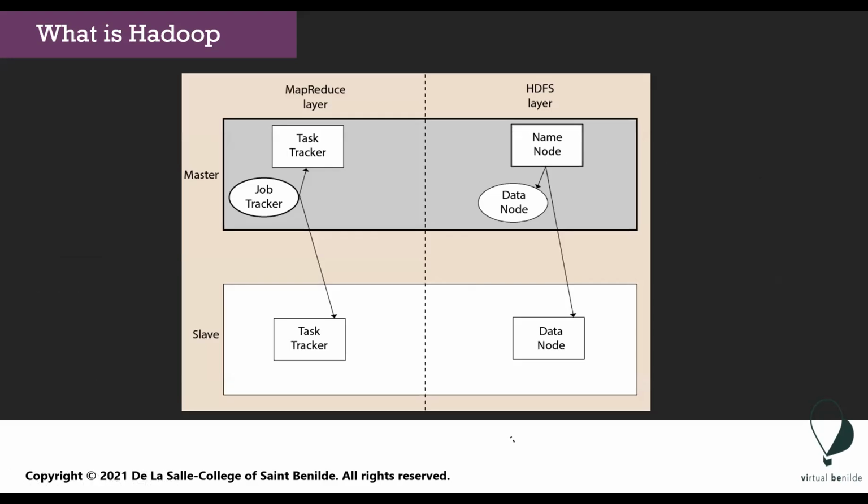Okay, so this is the structure of the MapReduce layer and the HDFS layer. So there is a master and there is a slave. The tasks are coming from the master layer, okay? And the trackers of the tasks are saved and stored in the slave. Okay, so this is for the MapReduce layer and the HDFS layer.